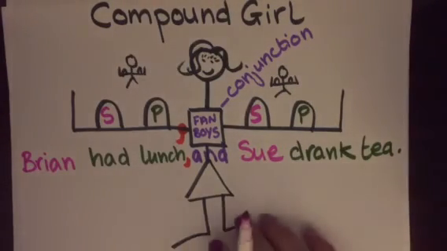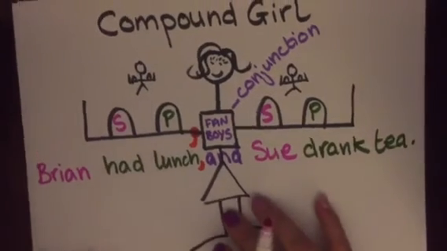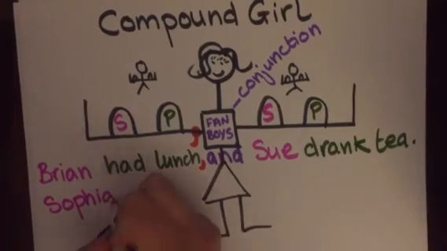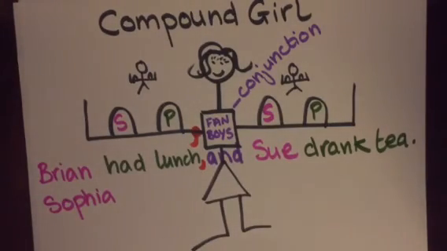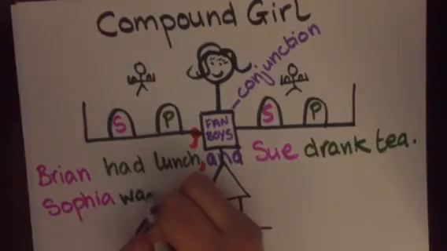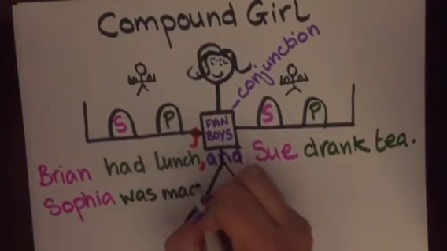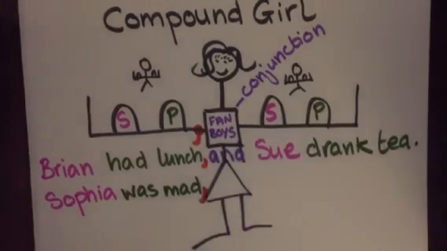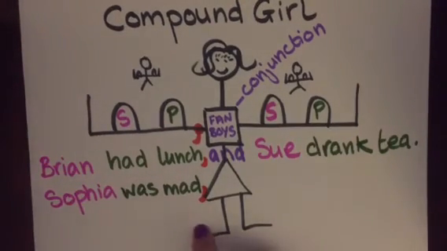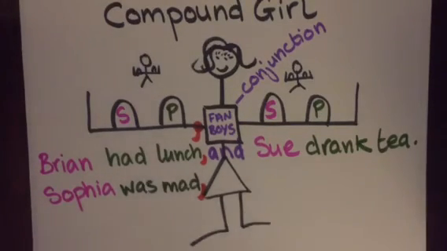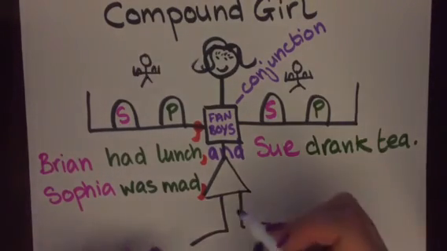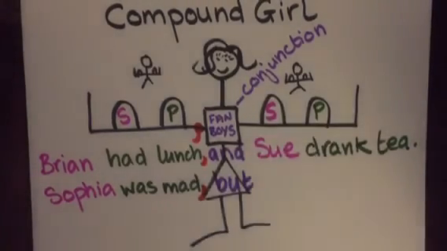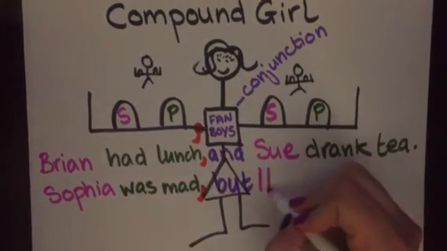Let's do one more. How about Sophia? And what did Sophia do? Sophia was mad, comma. Never forget that comma. Go to the comma rules videos and look at the comma that goes before the conjunction. Very, very, very important. Sophia was mad, but Helen.